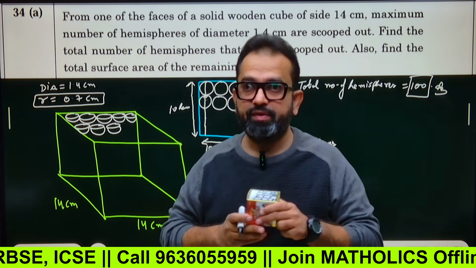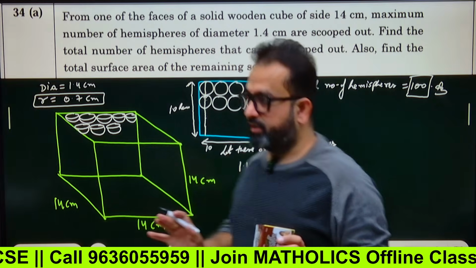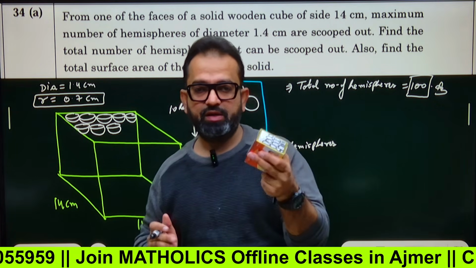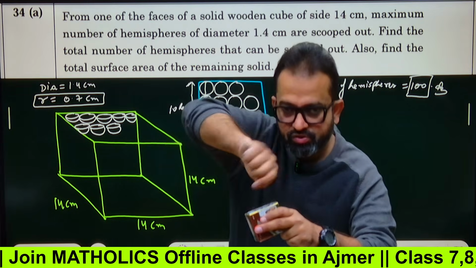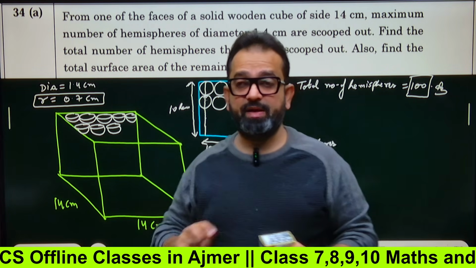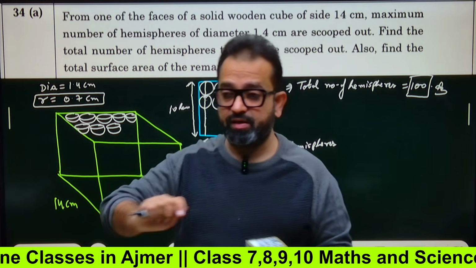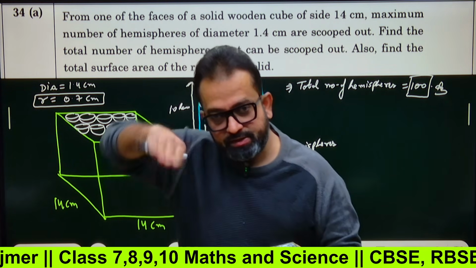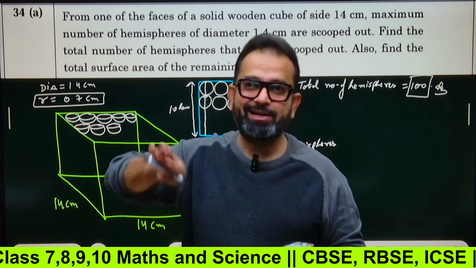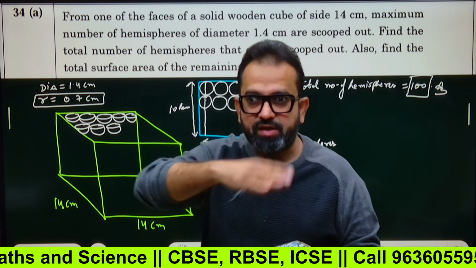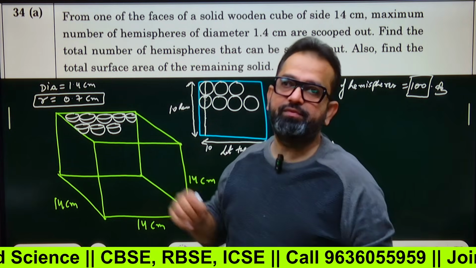Now they are asking what is the total surface area of the remaining solid, right? So this is a solid cube. Out of this, you are scooping out hemispheres. Just imagine an ice cream scoop, an ice cream brick, out of which you are taking the scoop out. When you take out the scoop, a circular depression is created in this ice cream brick. Yes or no? A circular surface is created. That we have to take into account.